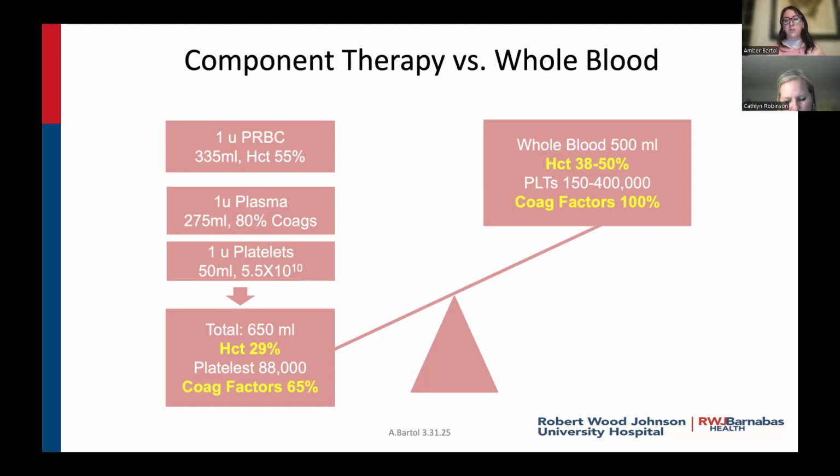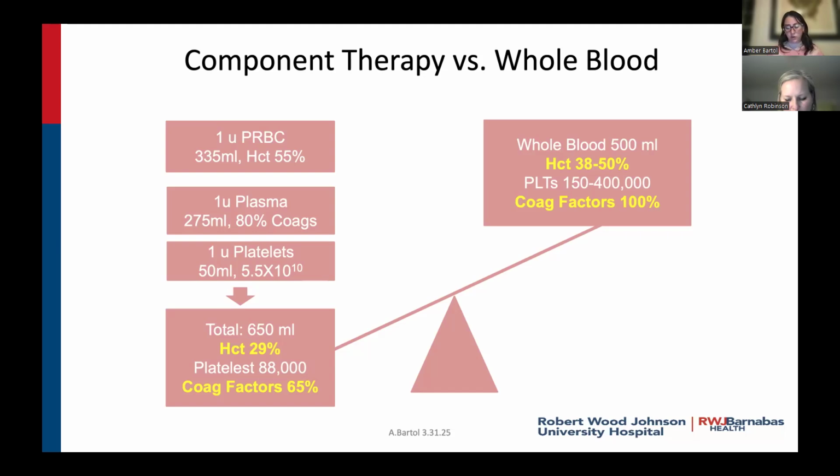And we know that we don't really want to give these patients too much fluid because we don't want to fluid overload them, because we see problems with that as well. So if you have the capability to give whole blood and the patient is able to tolerate it, they should be getting it. And there's really no negative repercussions of getting it.